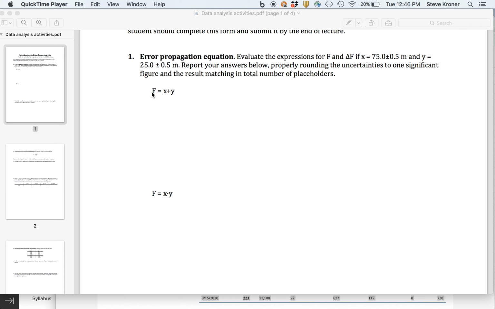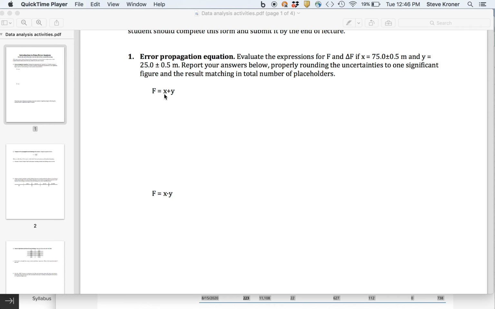What we need to do is take the partial derivative of f with respect to x and then multiply that by delta x. We're squaring both of those terms. So take the partial derivative with respect to x, square that, multiply by the uncertainty in x, square that term. And then for the uncertainty in the y chunk, what you do is take the partial derivative with respect to y, and then square that, and then multiply by delta y.